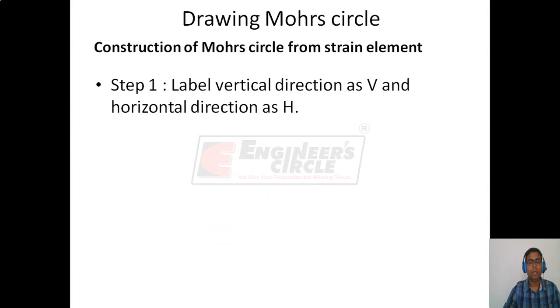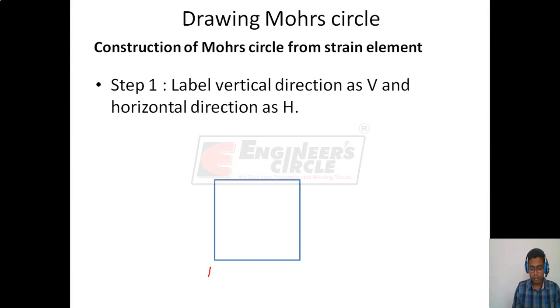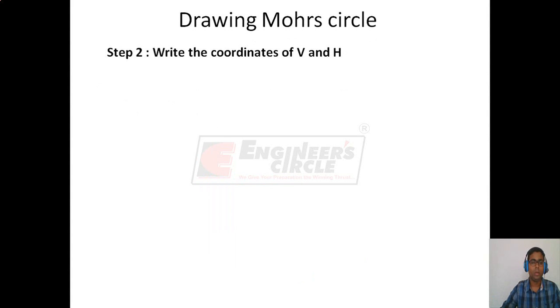In step 1, label vertical direction as V and horizontal direction as H. Consider this element at point A. The x direction at point A is like this and y direction is like this. This point is to be named as H and this point is to be named as V. So AH is the horizontal line and AV is the vertical line. Now write down the coordinates of point V and point H.